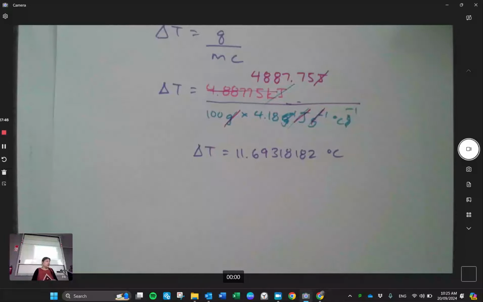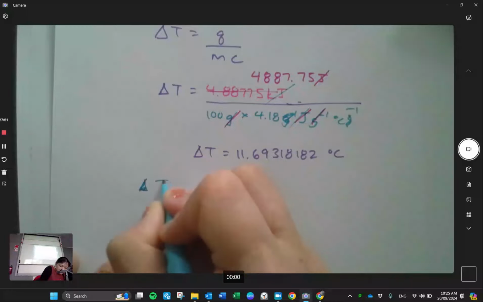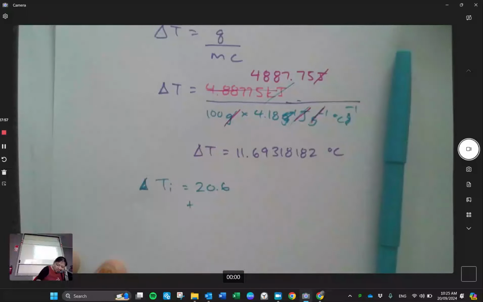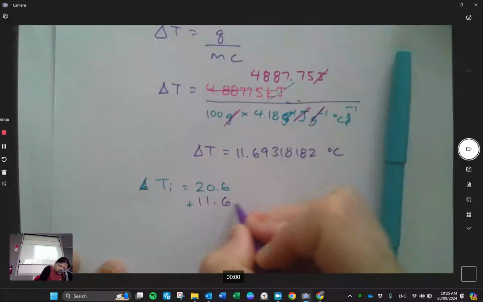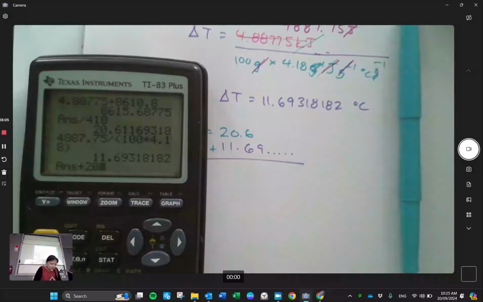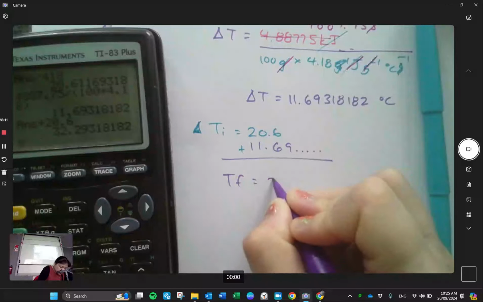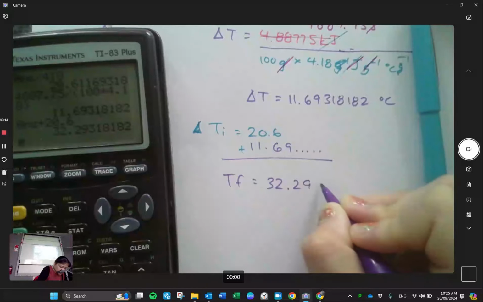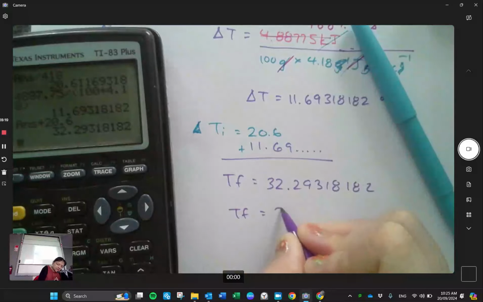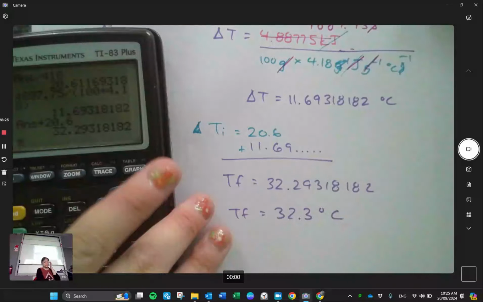All right. We now know our initial value for our initial temperature. Initial temperature was 20.6. So if I add that 11.69, et cetera, together, I get my final answer. So we're going to add that to 20.6. And my final answer for my final temperature then is equal to 32.293188182. And then I'm just going to round it to 3 sig figs. That is 32.3 degrees Celsius is the final temperature. That makes more sense, guys.